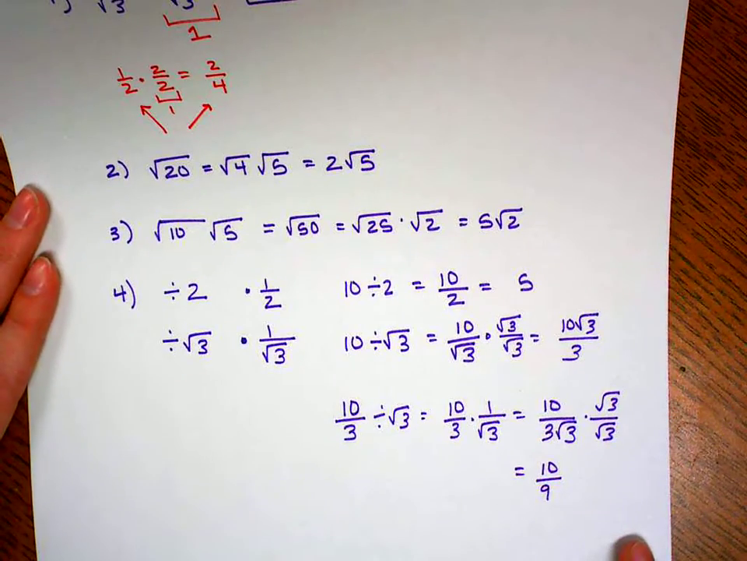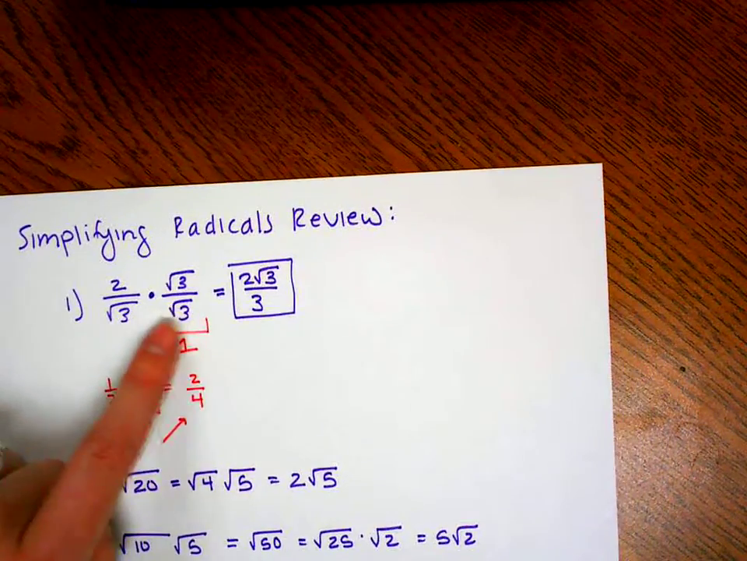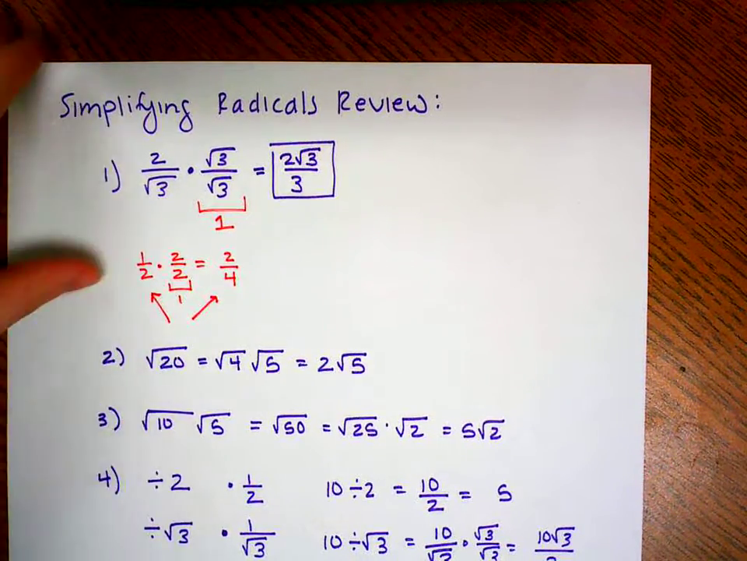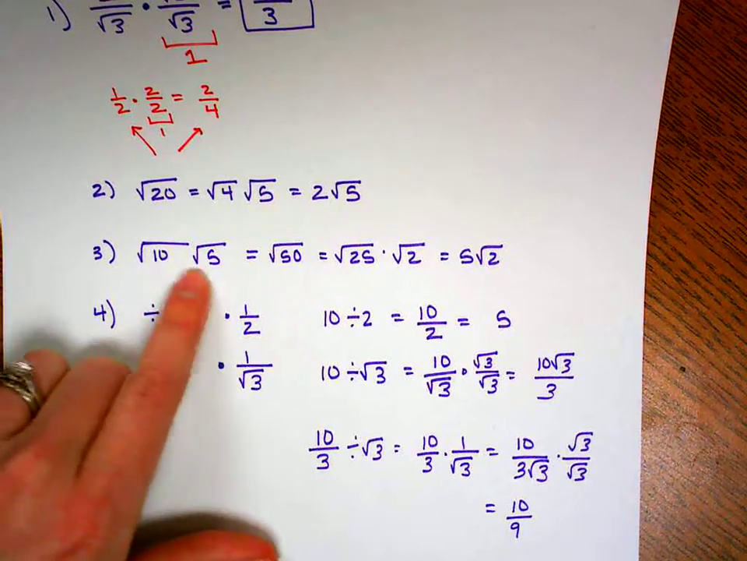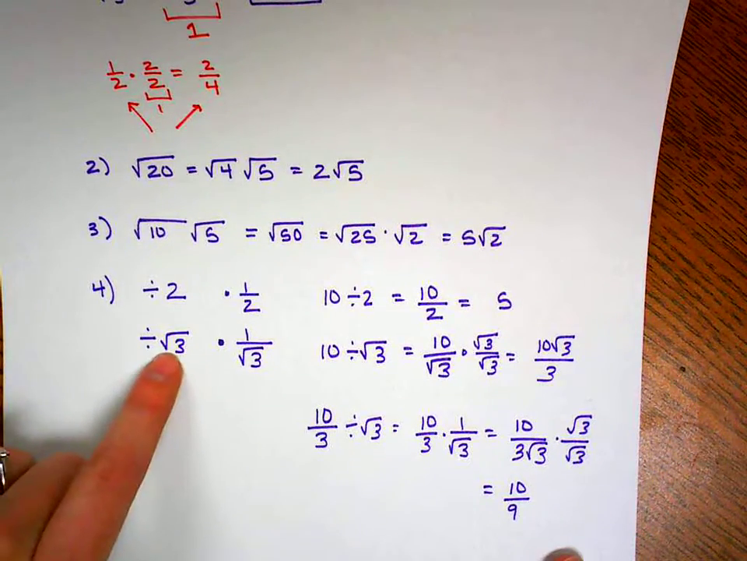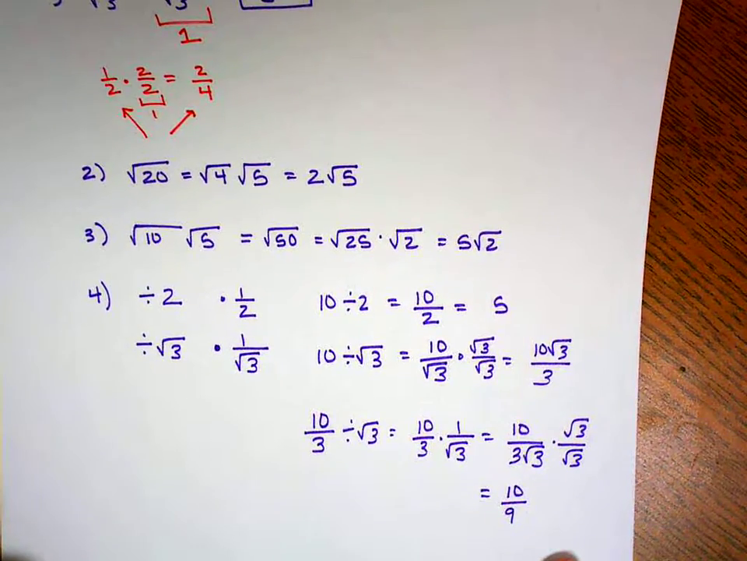But that's just a really, really quick review. I hope that was helpful. Those are the 4 big things you'll have to do. So rationalize the denominator, simplify a radical that's not simplified, do arithmetic like multiply or divide them, but then simplify at the end, and then also be able to multiply or divide by values inside of fractions. Okay, so I hope that was helpful.